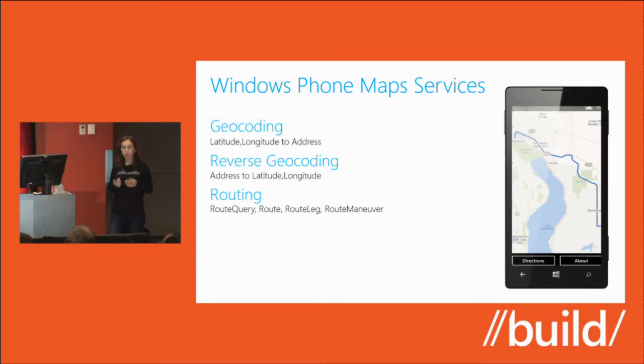And then for routing, what you have to do is create a route query where you set the initial position, the destination, and the waypoints. And then you make the API call, and what you get back is a route object with a collection of route legs, which are in turn a collection of route maneuvers.